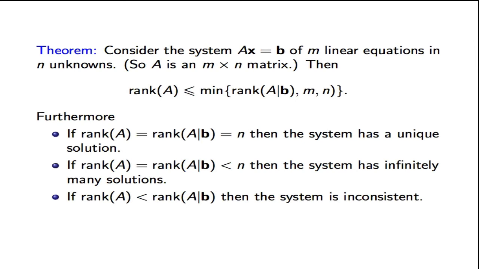So to recap, for the system to have a unique solution, we need the rank of A to be equal to the rank of the augmented matrix and be equal to the number of unknowns. Otherwise, if the rank of A and the augmented matrix are equal, then the system has infinitely many solutions if they are less than n. Or if the rank of the matrix is less than the rank of the augmented matrix, then the system is inconsistent.